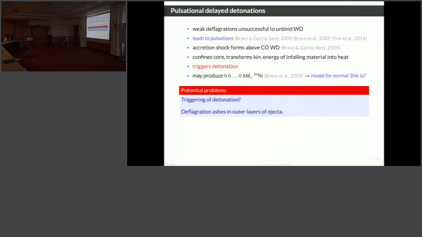The potential problem with this scenario is whether or not detonation triggers. This has not been shown in detail. And again, as for the GCD model, you have deflagration ashes in the outer layers of the ejecta.